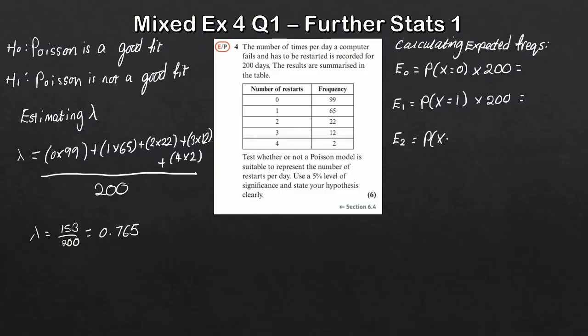Probability this time X is equal to 2, times by 200. E of 3, X equal to 3, times by 200. And then finally for the last one, just be very careful here.